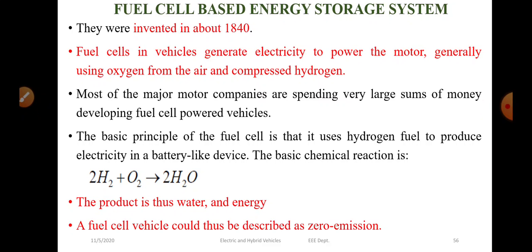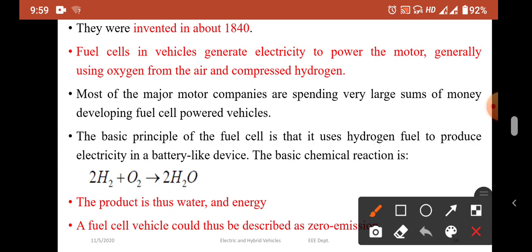Fuel cells were invented in 1840. Fuel cells generate electricity by using oxygen from the air and compressed hydrogen. Hydrogen and oxygen react together to produce electricity and also water. The basic principle of the fuel cell is that it uses hydrogen fuel to produce electricity in a battery-like device, and the basic chemical reaction is 2H2 + O2 gives 2H2O. The byproduct is water, and electrical energy is also released.